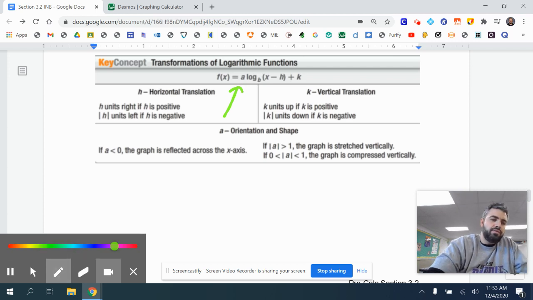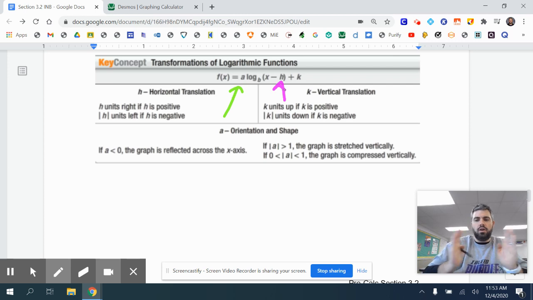We also have h, which is our horizontal translation. Remember, it's x minus h. So really, if it's x minus 3, we're moving 3 to the right, okay? Or if it's x plus 2, we're moving 2 to the left.